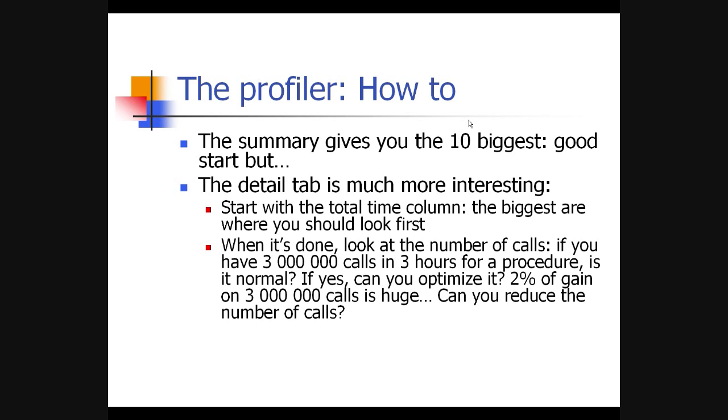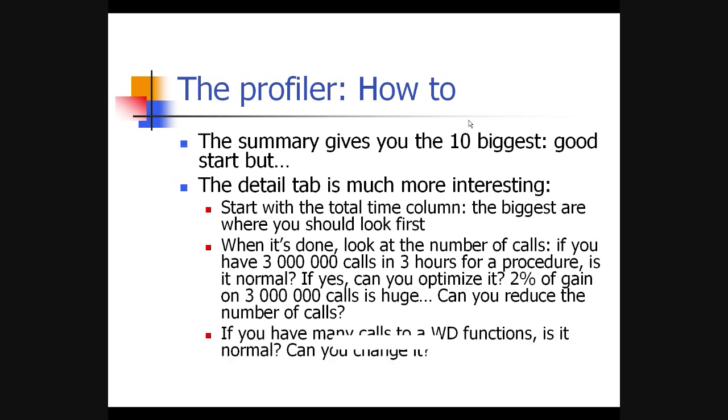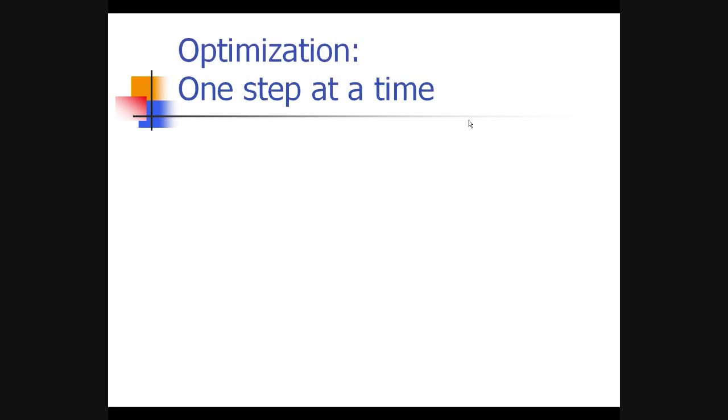So we have seen all that. Look at the number of calls. It's really important. 2% of gain on 3 million calls is huge. And also, can you reduce the number of calls? Is it necessary to call that function 3 million times? And if you have too many calls to WinDev functions, is it normal? Can you change it? So optimization is really a process that is done one step at a time. We're going to see what we can do.